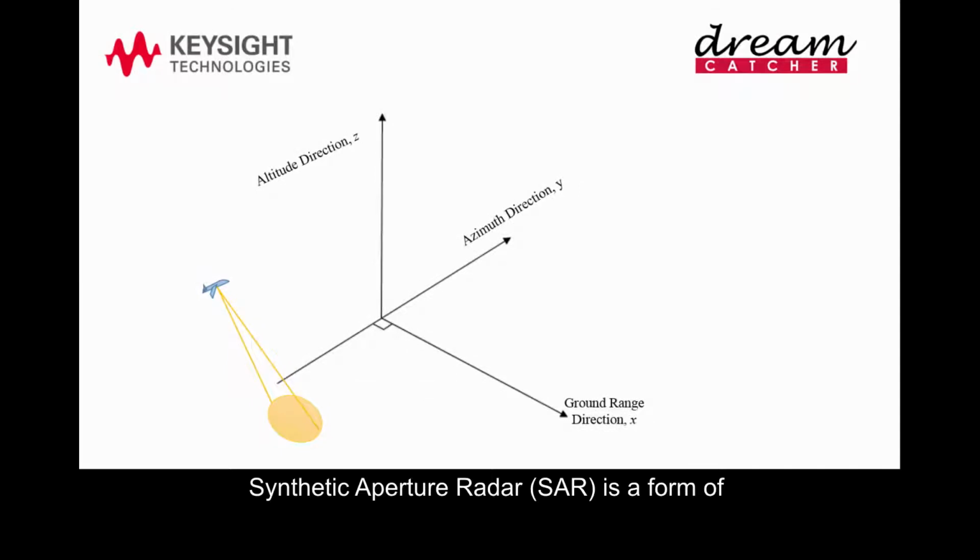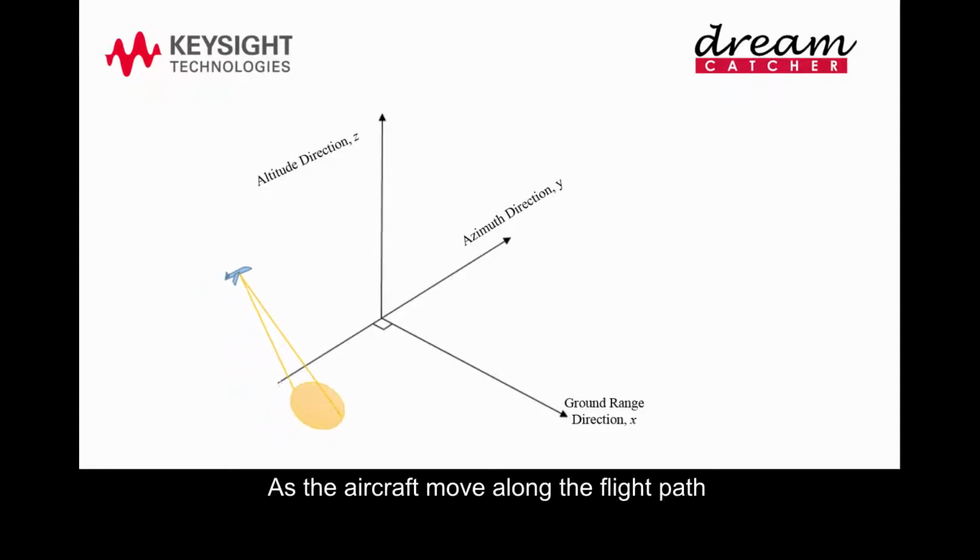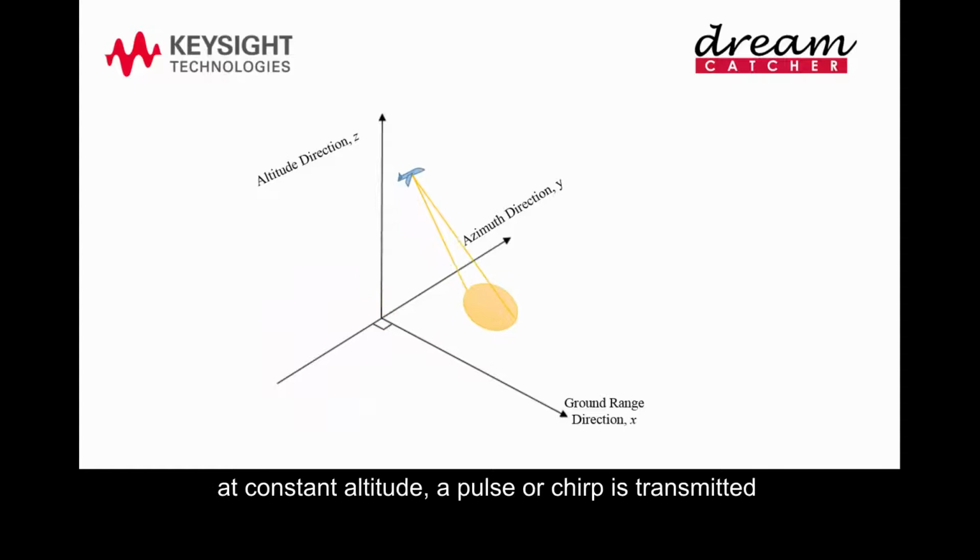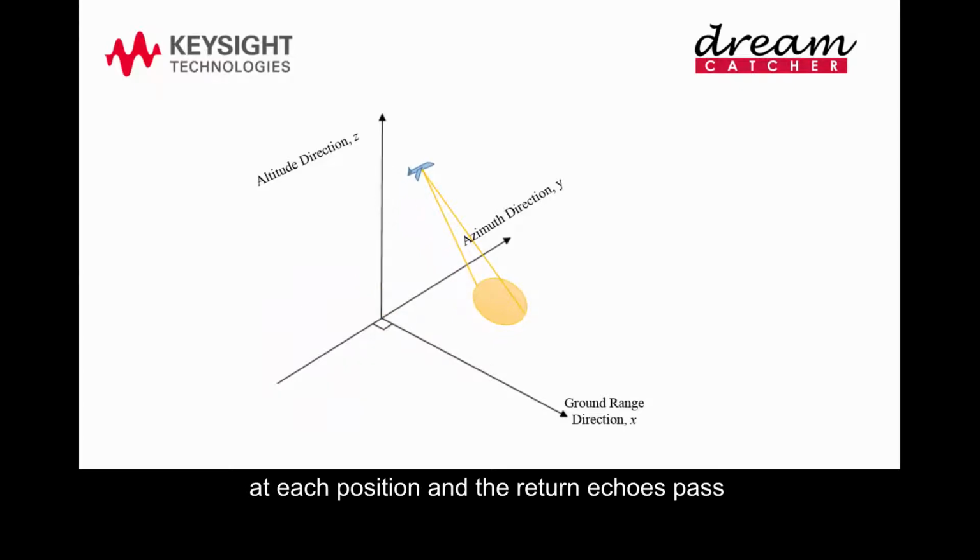Synthetic aperture radar is a form of side-looking airborne radar system that uses the motion of the radar antenna to provide fine spatial resolution in its along-track direction. The figure above shows the generic SAR imaging geometry. As the aircraft moves along the flight path at constant altitude, a pulse or chirp is transmitted at each position, and the return echoes pass through the receiver and are recorded digitally.